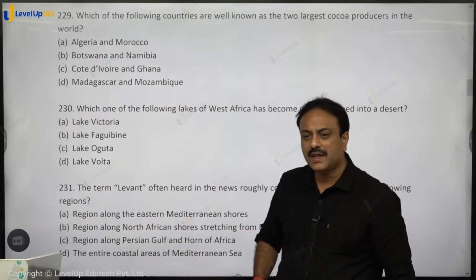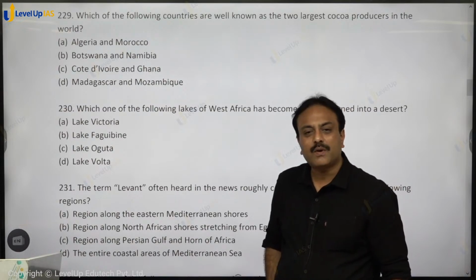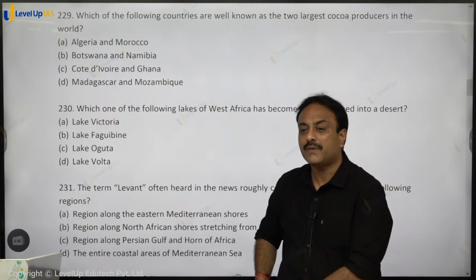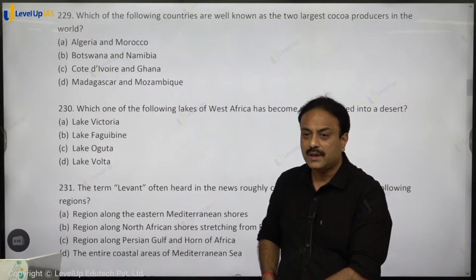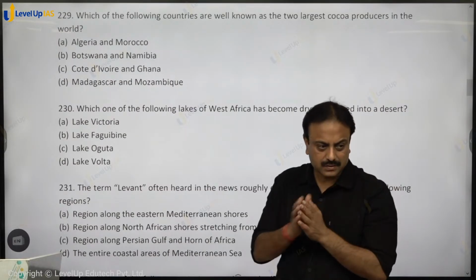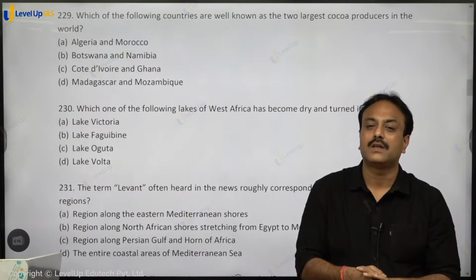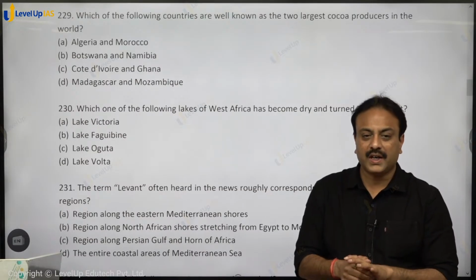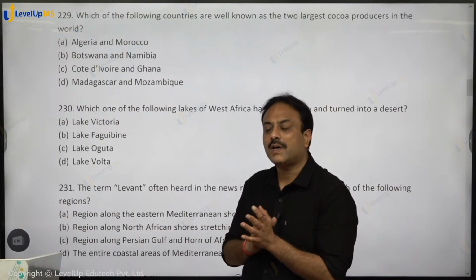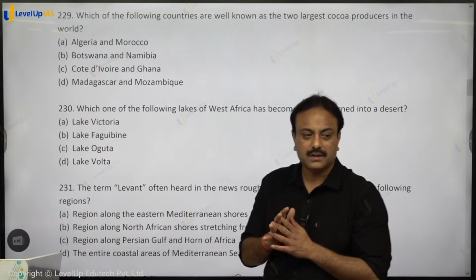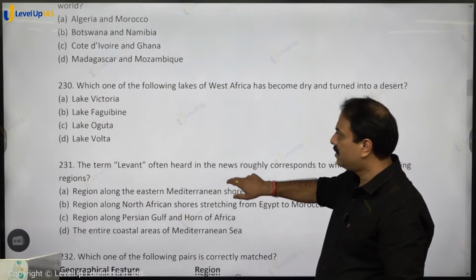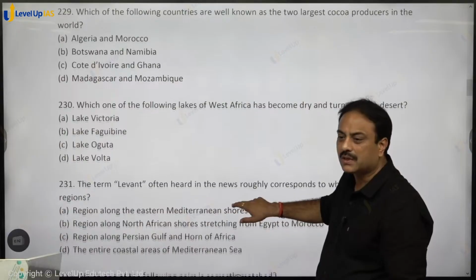Madagascar and Mozambique, they are known for what? Madagascar is known for cloves. That is not the largest, but one of the largest in Africa at least. Then Mozambique is known for what? Sugarcane, food grains. Madagascar is also known for cultivation of vanilla. Here the answer is C for cat. Cote d'Ivoire and Ghana. Cote d'Ivoire is known as Ivory Coast. Ghana is known as Gold Coast.